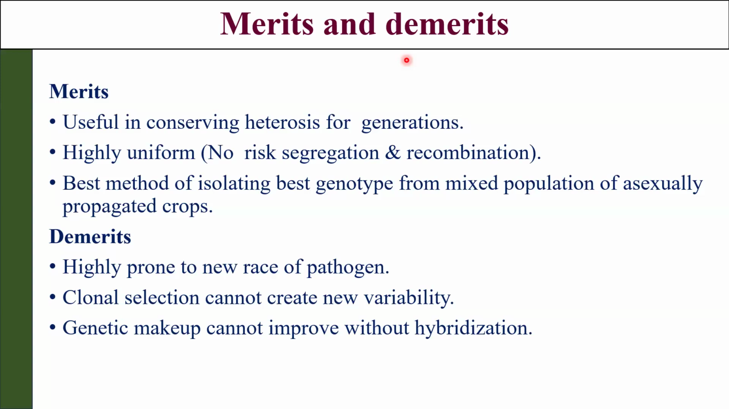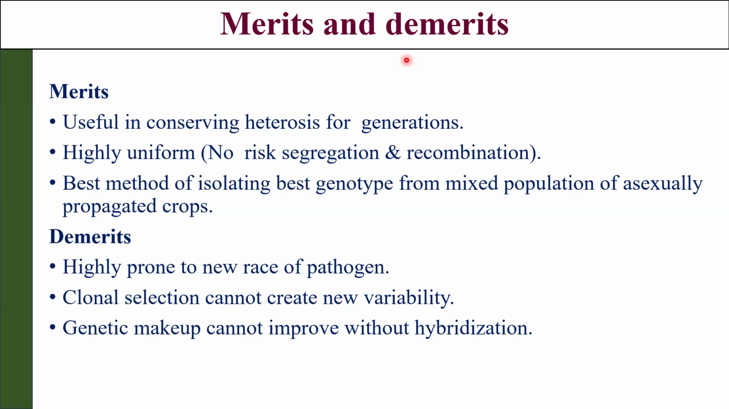The epidemics of the pest can be very, very high. Take late blight of potato; there are several examples of how epidemics cause devastating results in these clonally propagated crops. Then, as I said, clonal selection cannot create new variability, and genetic makeup cannot be improved without hybridization. You have to make controlled hybridization, and only then can you create variation.